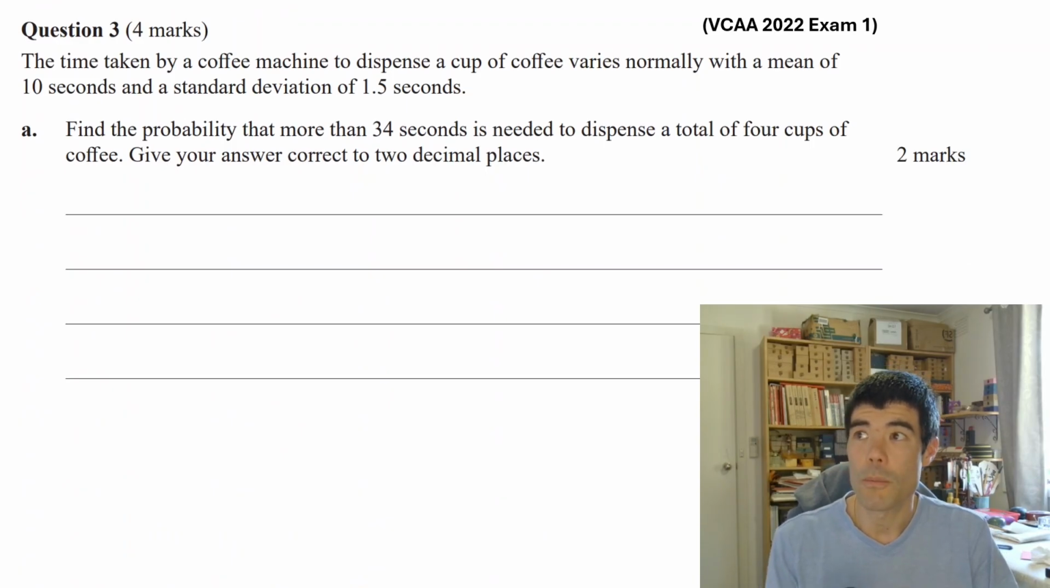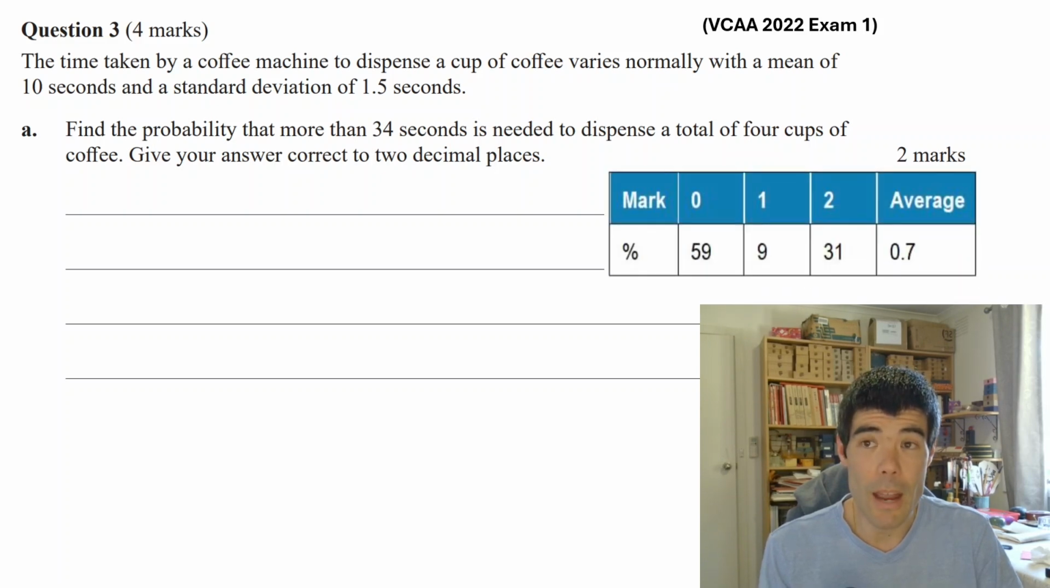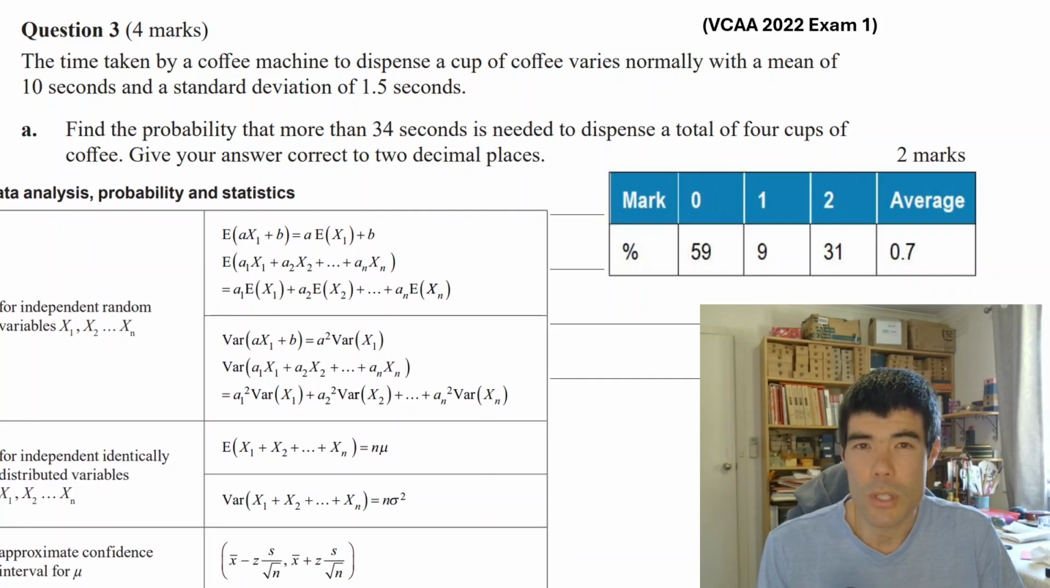Time taken by a coffee machine to dispense a cup of coffee varies normally with a mean of 10 seconds and a standard deviation of 1.5 seconds. Find the probability that more than 34 seconds is needed to dispense a total of 4 cups of coffee. So actually, the average for this was less than 50%. The reason why is there's a common error that a lot of students are going to make, and that is to use the wrong formula.